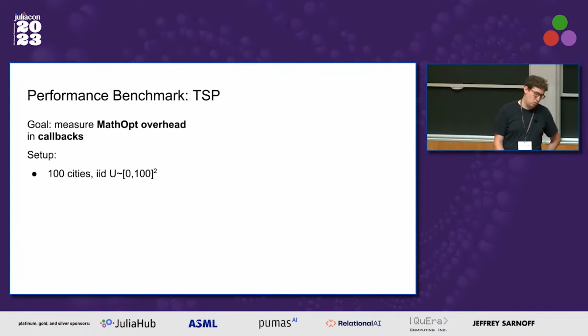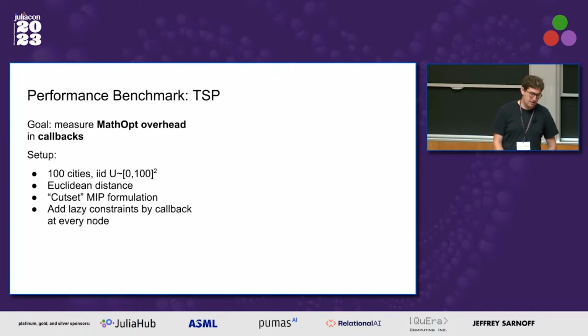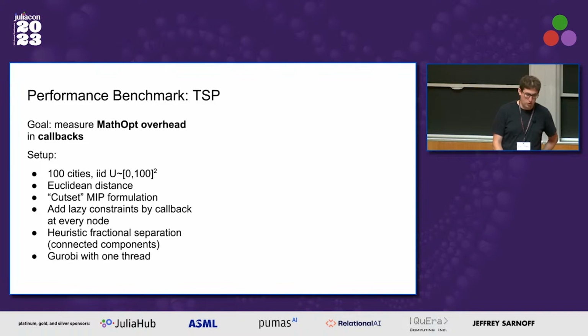So the setup: I took 100 cities IID in the plane, and the distance metric is Euclidean. And we use the standard cut set formulation. It's an exponentially large formulation where you need to separate over the constraints as you solve. And I use a callback to add the constraints at every fractional solution. But I don't do exact separation. I do heuristic separation where the time to separate is linear in the number of non-zeros. The details aren't super important, but it's very basic TSP stuff. And then I solve with Gurobi in one thread.